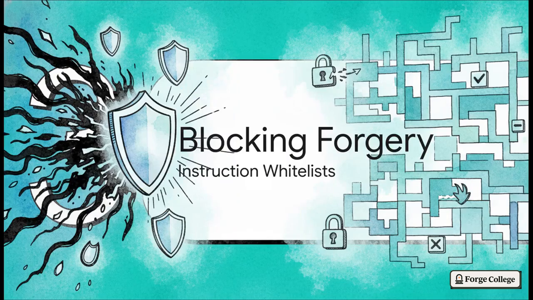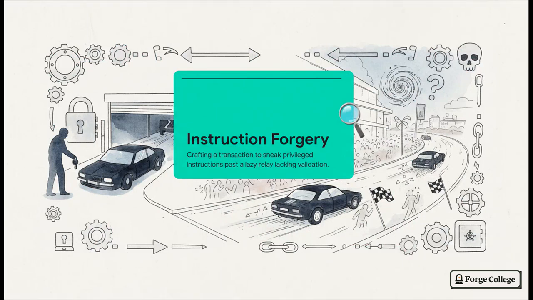Which brings us to section 3, blocking forgery with whitelists. Now, this is a vulnerability where attackers get a bit more creative. Instruction forgery is when someone crafts a malicious transaction that sneaks a highly privileged instruction, like, say, draining your wallet with a token transfer, right past a lazy relay that isn't checking the specific opcodes.